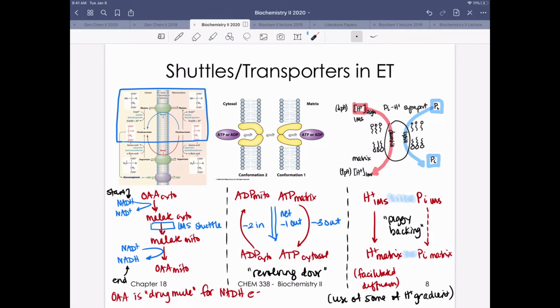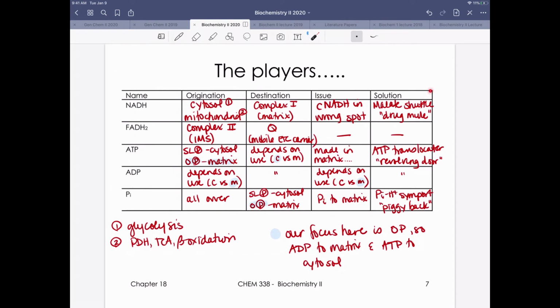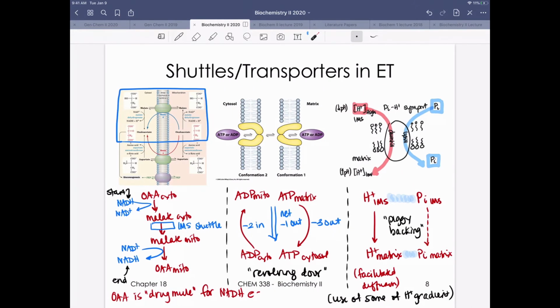So that's what we see on this last slide here. This last slide just highlights these three different solutions: our malate shuttle as our drug mule, our ATP translocator as our revolving door, and our inorganic phosphate proton symport as our mechanism to piggyback and get inorganic phosphate in. Let's take these one at a time and highlight what's going on. Remember, this was the malate aspartate shuttle. We're not going to be focusing on the aspartate piece of it right now.